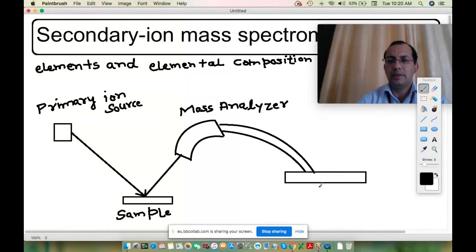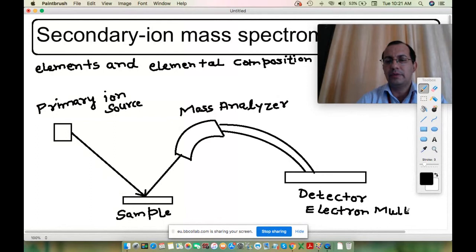Here you would have the detector, which will detect. It can be an electron multiplier or any other detector, like the electron multiplier you find in photomultiplier tubes. So in this case you would have two types of ions.